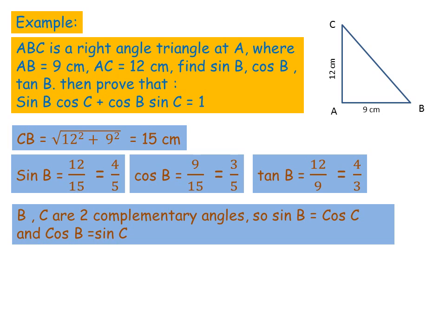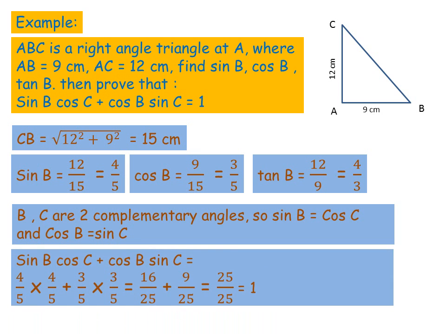So I picked the second method and said B and C are two complementary angles, so sine B equals cosine C and cosine B equals sine C. So sine B times cosine C equals 4 over 5 times 4 over 5, plus cosine B times sine C, which is 3 over 5 times 3 over 5. So that will be 16 over 25 plus 9 over 25. By adding these two fractions, it will be 25 over 25, which equals 1. I think everything is crystal clear, everything is easier than anyone can imagine.